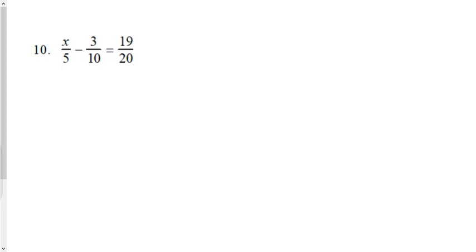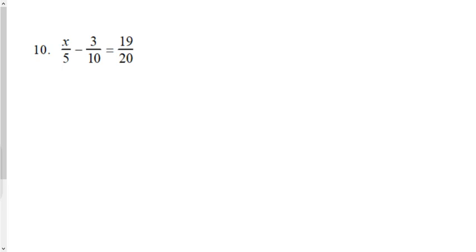Question 10, a two-step algebraic equation with a constant and a coefficient of a fifth. There are two ways you could solve it. First way, Andrew, is you could add 3/10 to both sides, right? You could do that. And then once you add 3/10 to both sides, you could multiply both sides by 5.